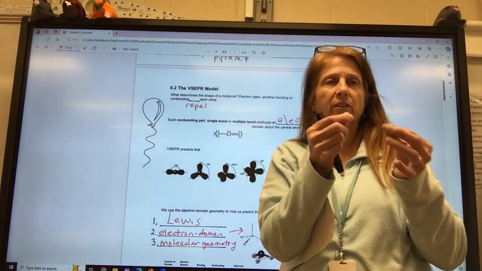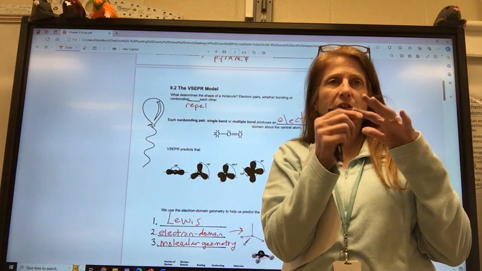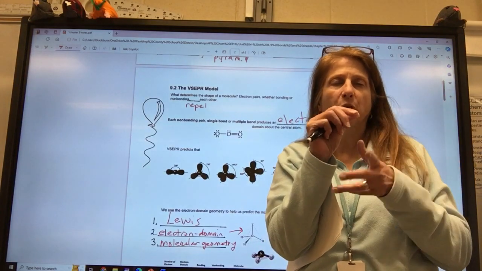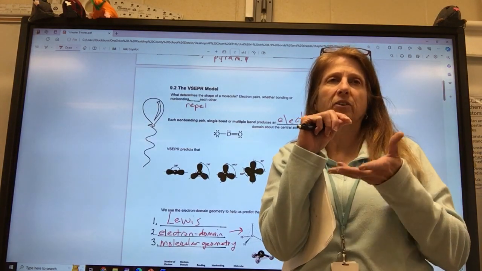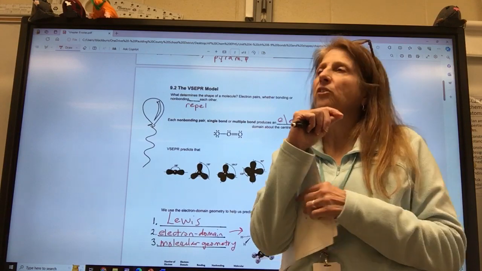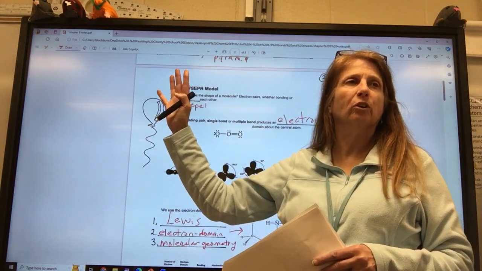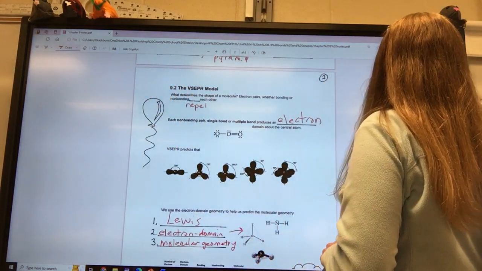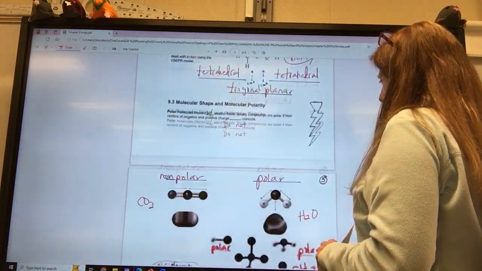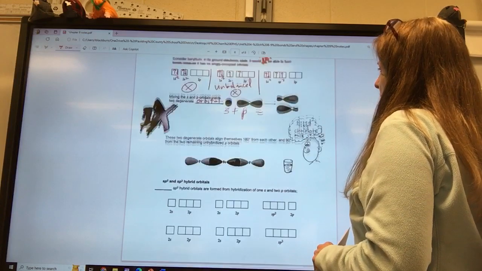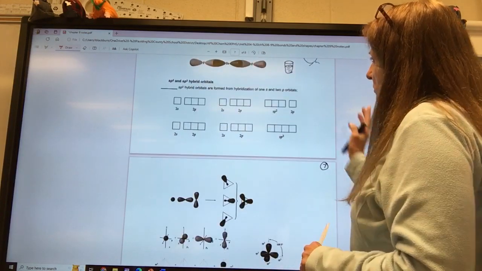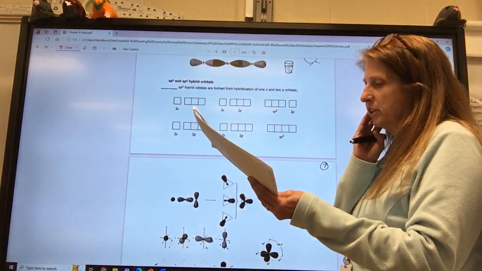If you take 3, they'll naturally make a little trigonal shape. If you take 4, it'll just pop itself into a nice little tetrahedron. So one way to think of this that will help you is imagining these as balloons. Forgot to tell y'all that. Back to where we were. All right, so here are our balloons aligning themselves away from each other.